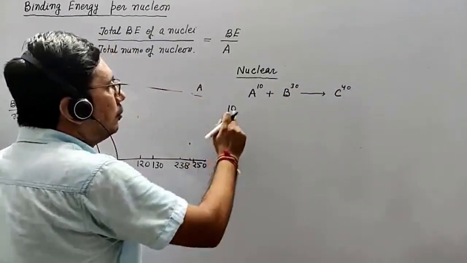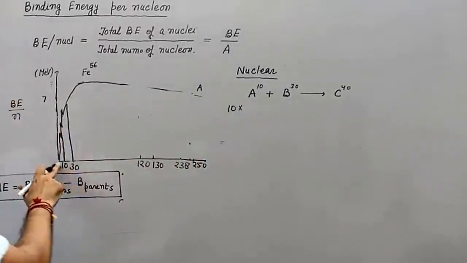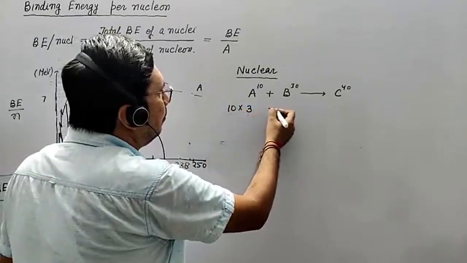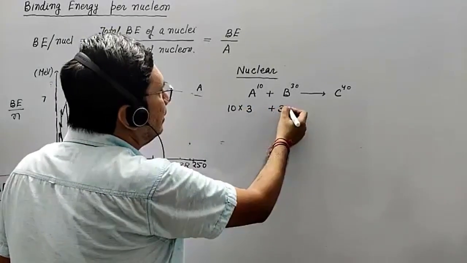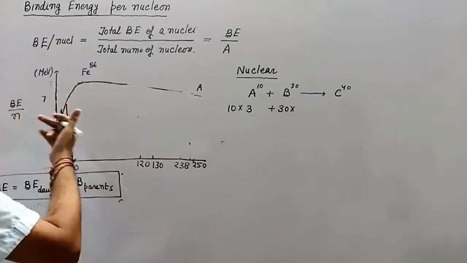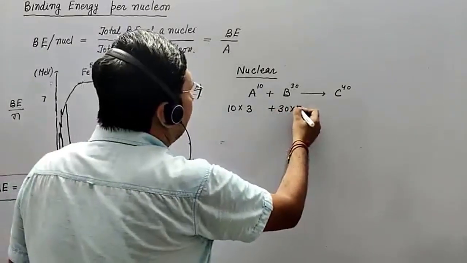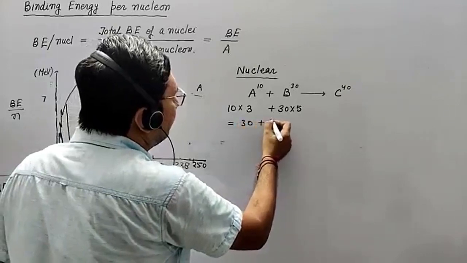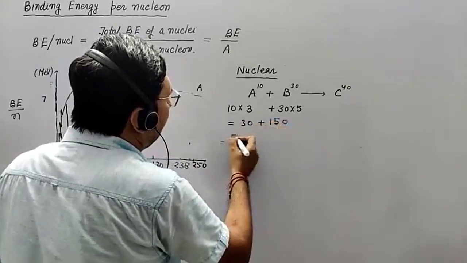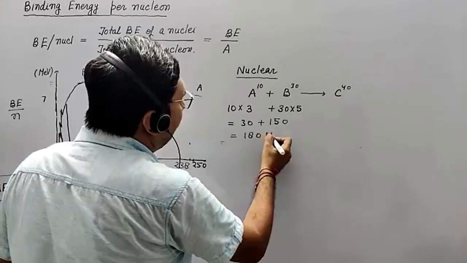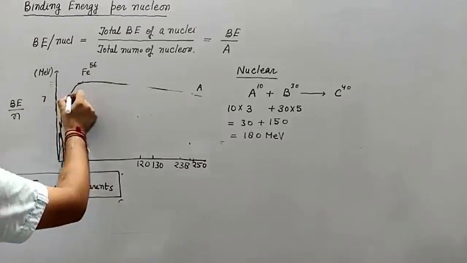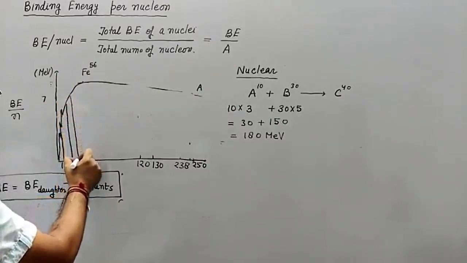This will be C40. So 10 into, suppose for this, the binding energy per nucleon is 3 MeV, plus for this 30, the binding energy is, suppose, 5 MeV. So this will be 30 plus 150. So this will be 180 MeV. This is the binding energy of the parent nuclei. Now for the daughter nuclei, 40 is somewhere here, so this will be nearly 6.